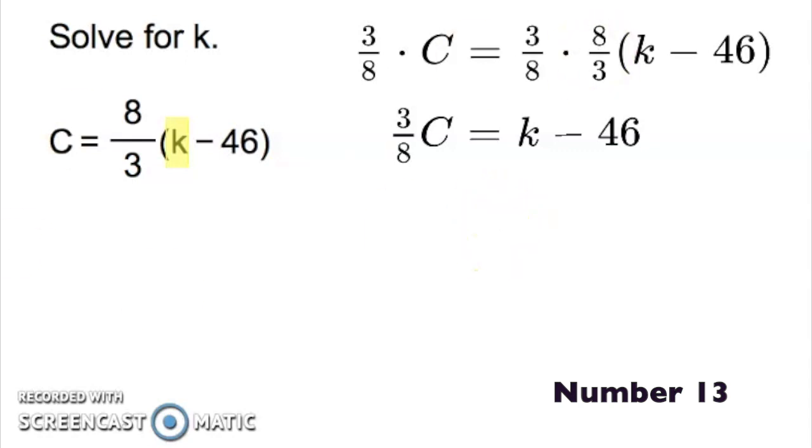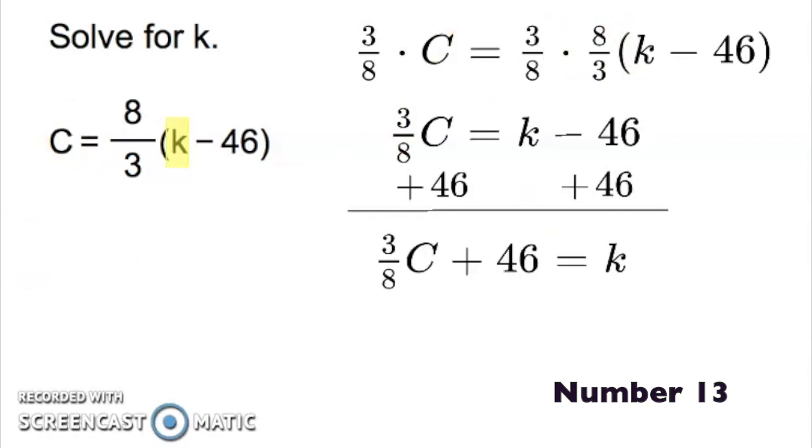Now all we do to get k by itself is add 46 to both sides, and the answer is going to be 3 over 8 c plus 46 equals k. Notice how I didn't change capital C anywhere or lowercase k. I kept it that way throughout the whole problem. You have to keep it that way throughout the whole problem too. We can't just make the c lowercase or the k capitalized, or else it changes the equation.